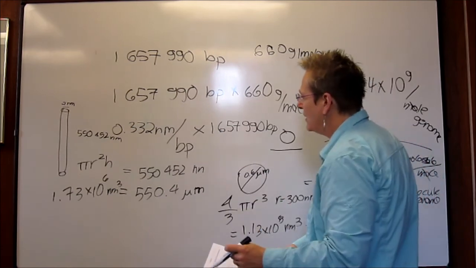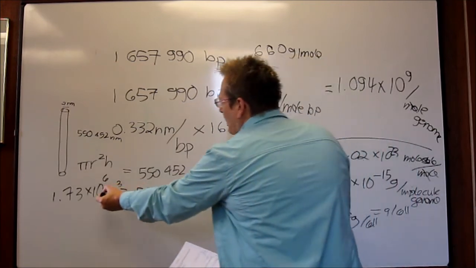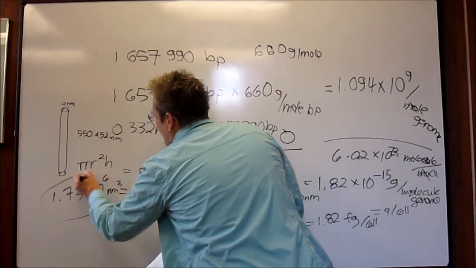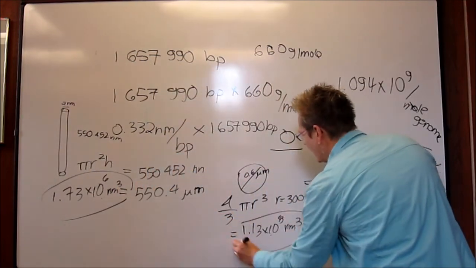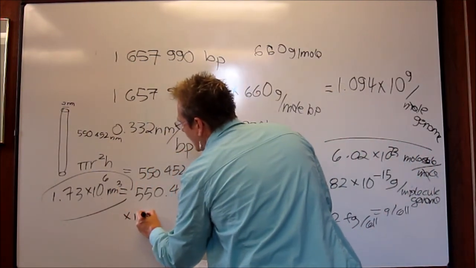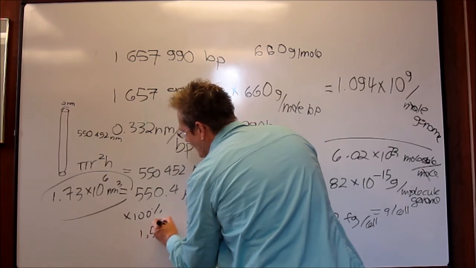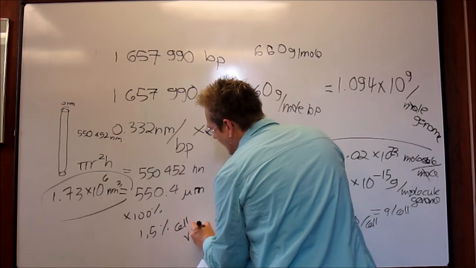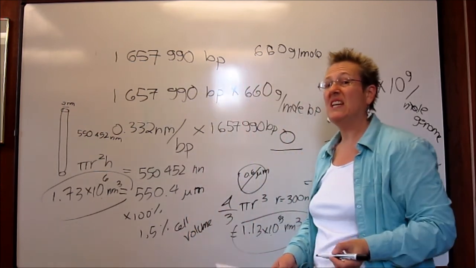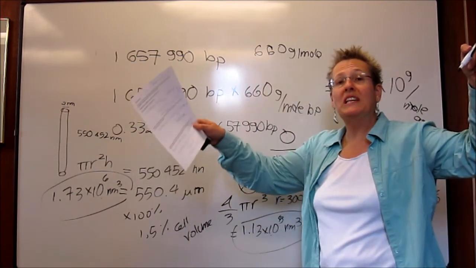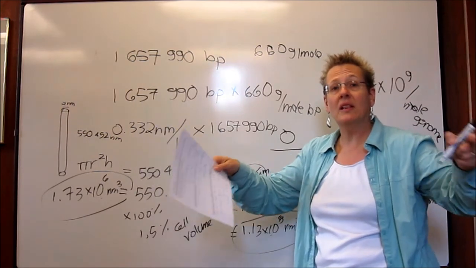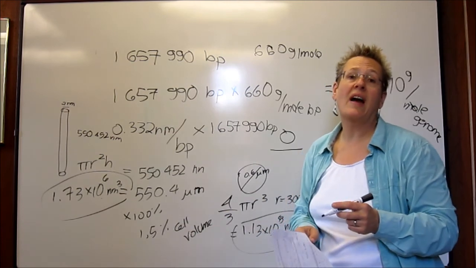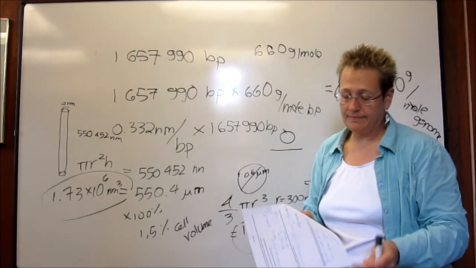So I can figure out what percentage of the cell that represents by dividing this number by this number. If I multiply by 100%, I end up with 1.5% of the cell volume represented by the DNA in the genome. So even though it's a really long piece of DNA compared to the length of the cell, it's actually only representing 1.5% of the total volume of the cell. So that's how you do that.